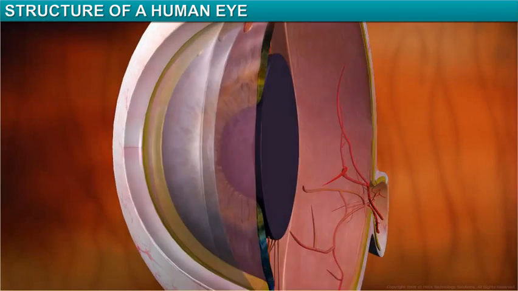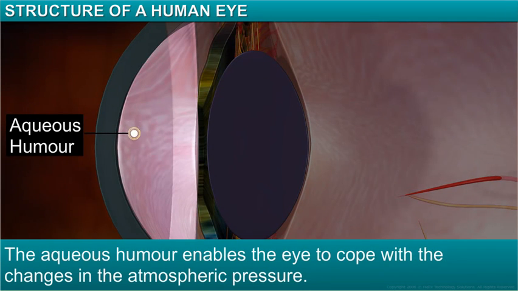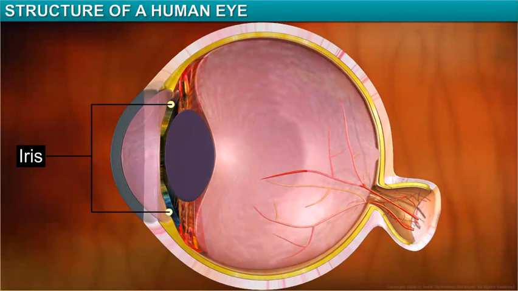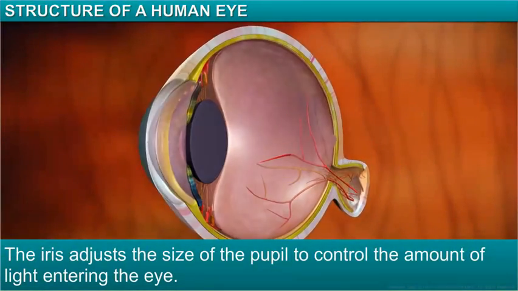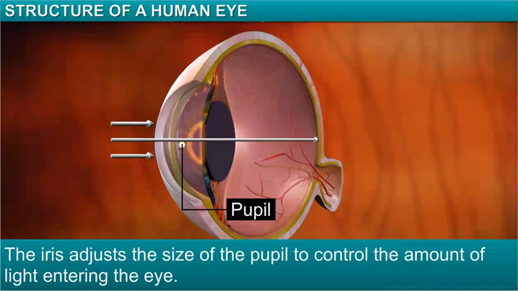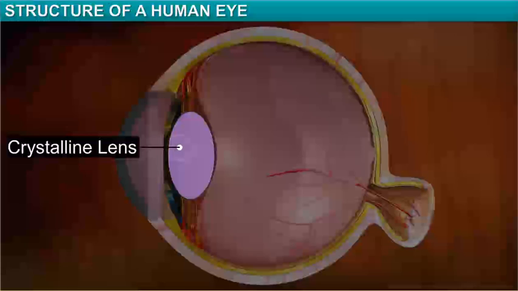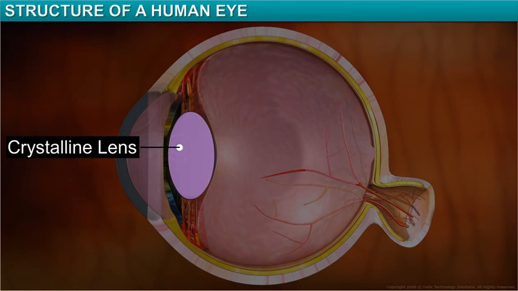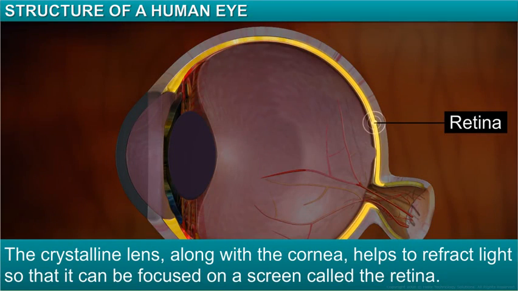Behind the cornea lies a jelly-like substance called the aqueous humor. It enables the eye to cope with the changes in the atmospheric pressure. The iris forms the colored part of the eye. The iris adjusts the size of a tiny hole called the pupil to control the amount of light entering the eye. The next part of the eye is the crystalline lens. The crystalline lens is a transparent, biconvex structure in the eye, which, along with the cornea, helps to refract light so that it can be focused on a screen called the retina.